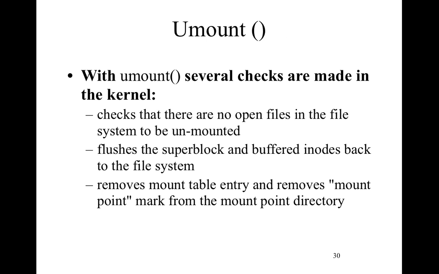The unmount does the opposite, takes it out, cleans it up. When you unmount, you can remove the temporary memory that's associated with it and write out any changed content to the disk at the same time. So it checks for any open files, flushes out the superblocks and the buffered inodes, and cleans everything up, removes the mount table entry so it's no longer there, so you don't try to write to it.